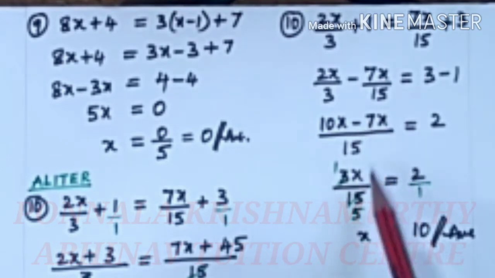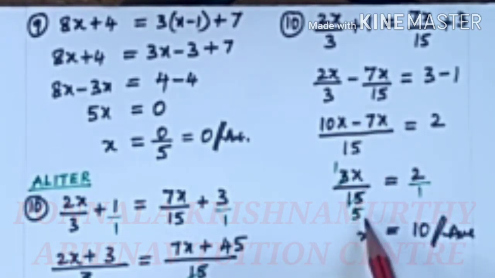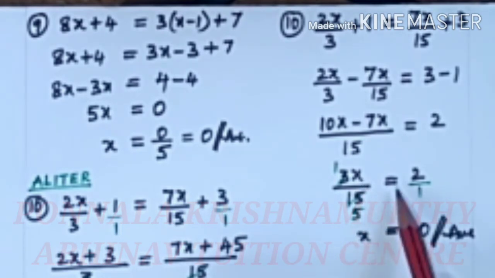Now this becomes 3x by 15 is equal to 2. 3 5s are cancelled. So x by 5 is equal to 2 by 1. Cross multiplication, x 1s are x is equal to 5 2s are 10. Answer.